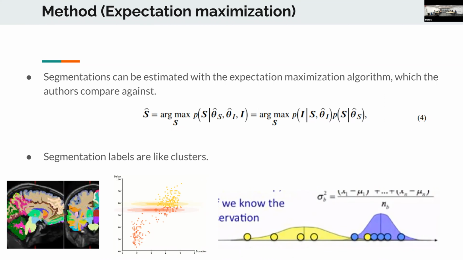Okay, so in general, you can do all of this without deep learning. There's a standard algorithm called expectation maximization, which can do all of this estimation. Basically, expectation maximization is kind of like a clustering algorithm, where the algorithm is trying to figure out where the means and standard deviations for the clusters are. It's iterative, and it's one of the methods they compare against. And in this instance, the clusters for the algorithm are basically the segmentation labels.